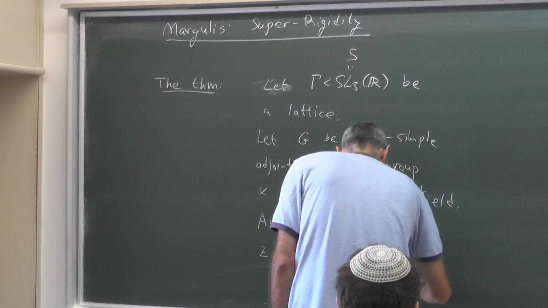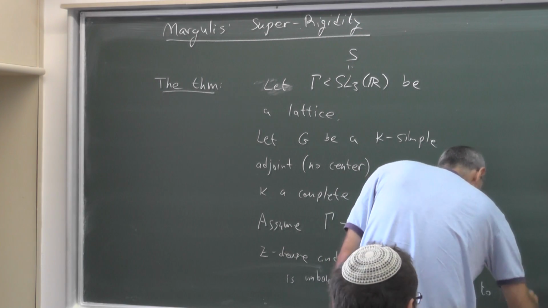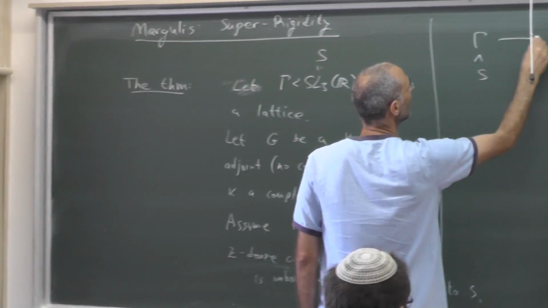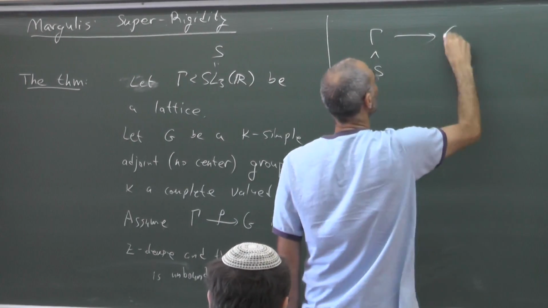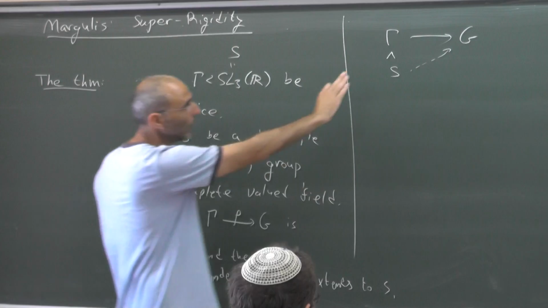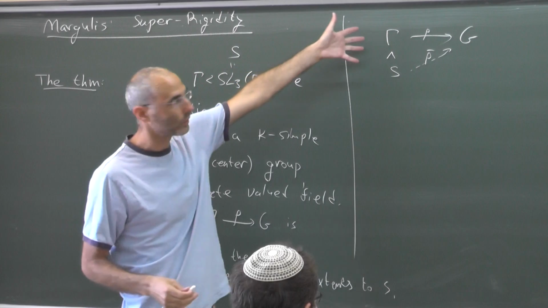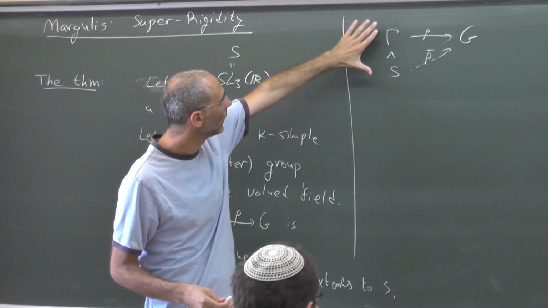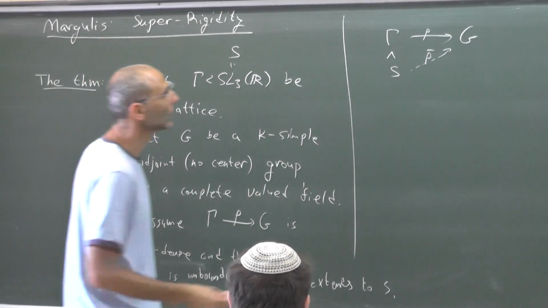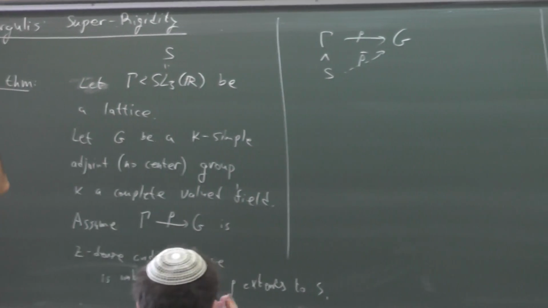Then rho extends to S. That is, we have the following diagram. Gamma is in S, we have this map to G, and we have unique extensions under minor assumptions on this form. We call it rho bar. So this diagram is what you need to remember. This is the famous Margulis superrigidity. It has various corollaries that we could discuss in later underground classes.